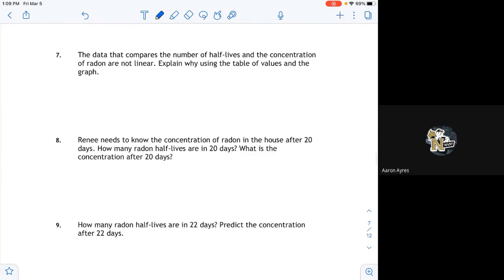So, guys, work on number 8 for just a second. Okay, Renee needs to know the concentration of radon in the house after 20 days. Okay, so on your fingers, show me how many half-lives are in 20 days. Okay, half-lives of radon, because other elements have different half-lives. So how many half-lives of radon are 20 days? One half-life is 4 days. 20 days is how many half-lives? 5. Everybody okay with that? Good. Use that number and tell me how much concentration of radon should be in the house after 20 days.